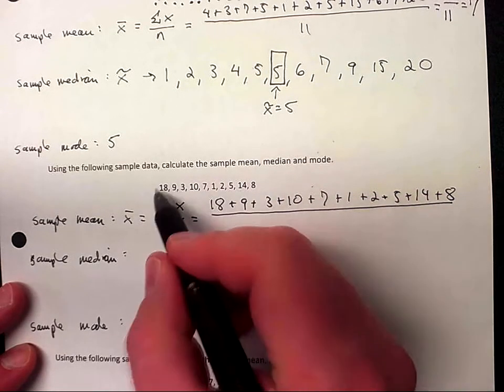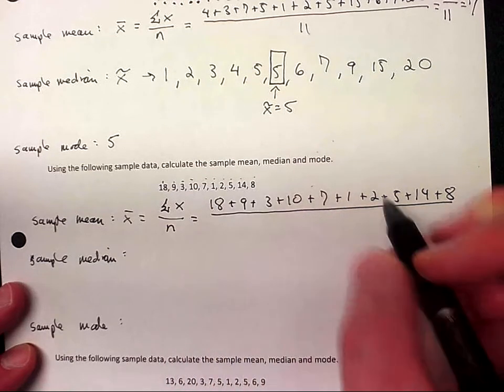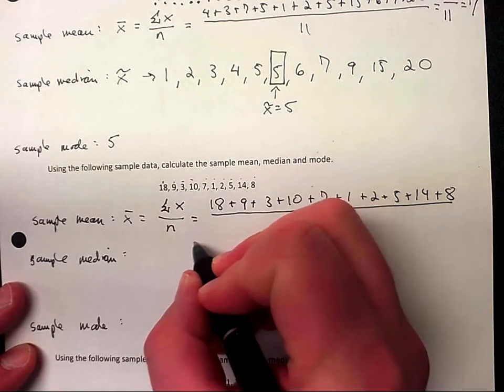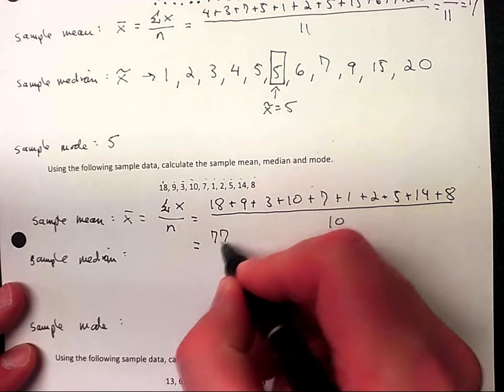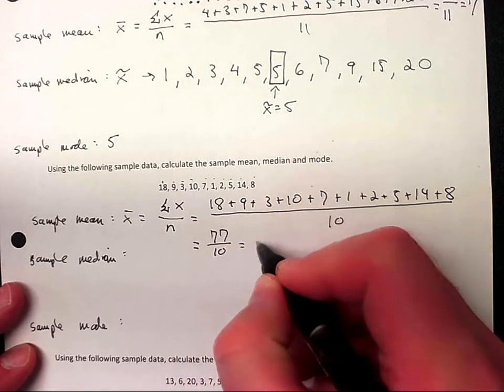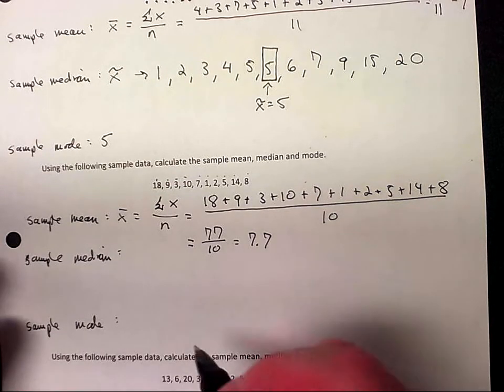So here we're going to add up all the values in the numerator. We have 1, 2, 3, 4, 5, 6, 7, 8, 9, 10 of them. And if you do this arithmetic, you should again end up with 77 in the numerator, now divided by 10 in the denominator, for a sample mean of 7.7. Everybody good with a sample mean of 7.7?